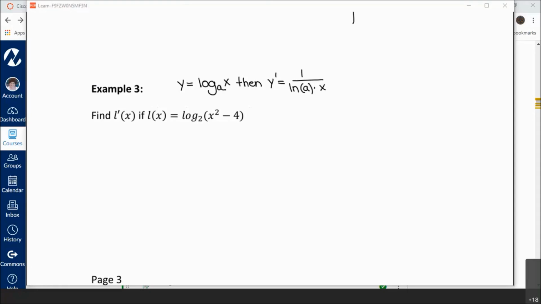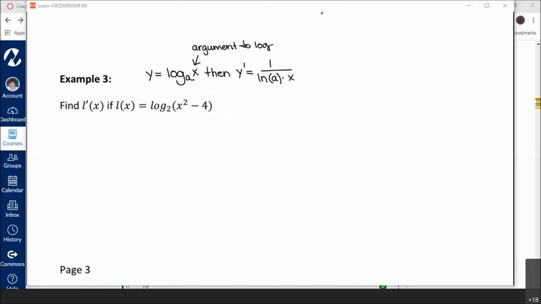Okay, so it's 1 over. Again, the 1 over comes from the fact that logs and exponents are inverses of each other. Okay, so it's 1 over ln of the base times the argument. Remember here, this is called the argument to log. Okay, so there's the pattern that we're using.